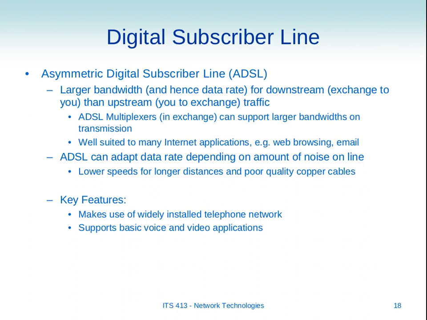ADSL can adapt the data rate. We'll see some examples of the maximum data rate it supports shortly, but it can change the data rate depending upon the condition of your line and the amount of noise on it. Your telephone line from your home to the exchange: I may live 1 kilometre from the exchange, someone else may live 5 kilometres from the exchange. Someone else may live 1 kilometre from the exchange, but their copper cable is 50 years old and it's degrading and it's poor quality. So the quality of the signals that we can send in those three different scenarios differs. So what ADSL does is adapt the data rate depending upon the quality of the signal received.